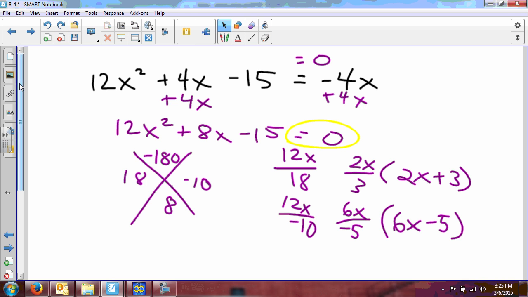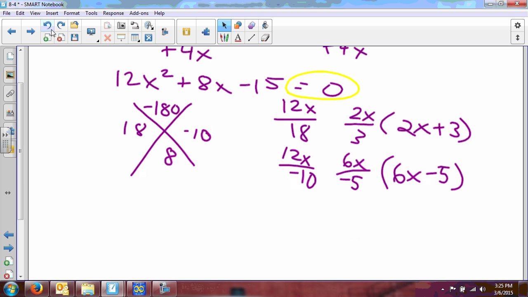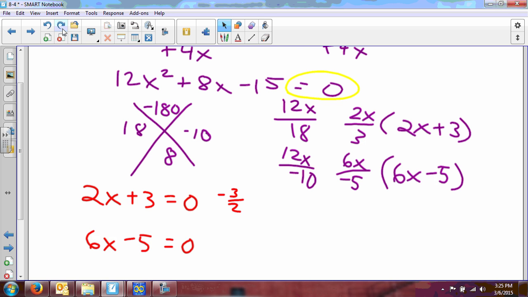From here, we need to set both of these equal to 0. 2x plus 3 equals 0, 6x minus 5 equals 0. Now from here, it's a two-step equation. Subtract 3, divide by 2, negative 3/2. Add 5, divide by 6, 5 over 6.